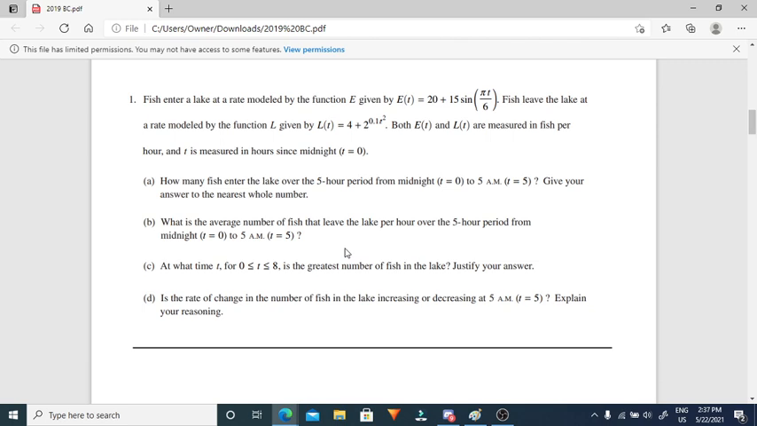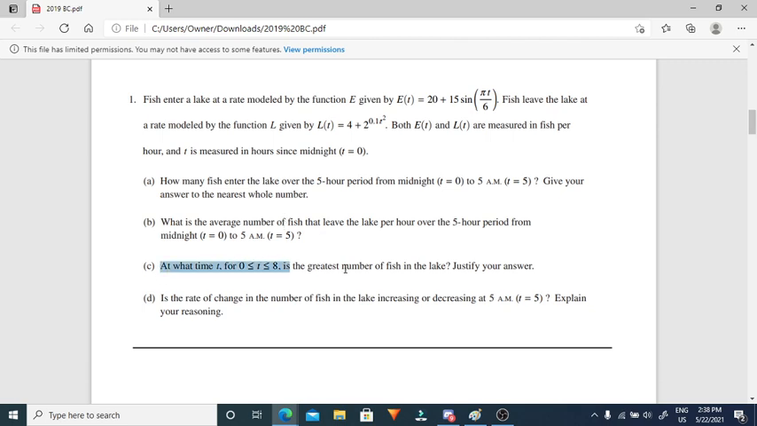Well, first of all, we need to understand what is the rate of change of the number of fish. Well, the rate of change in the number of fish in the lake, we have E of t, which is the rate of change of the fish entering the lake, and then L of t, which is the rate of the fish leaving the lake. So like we did before, if we subtract E of t minus L of t, then that will tell us the rate of change in the number of fish in the lake.